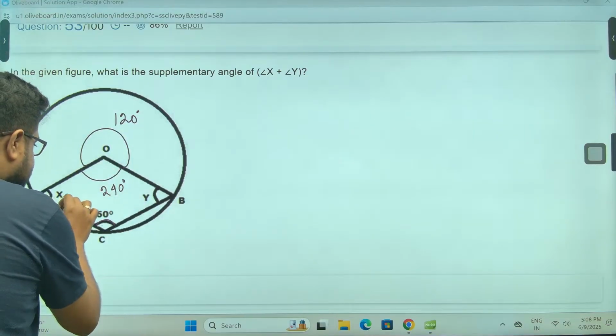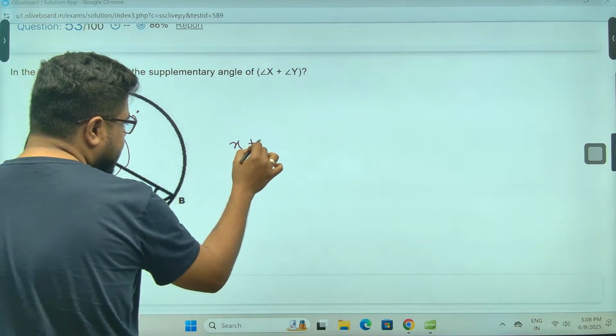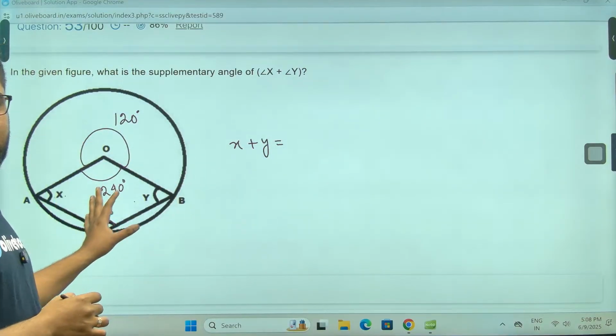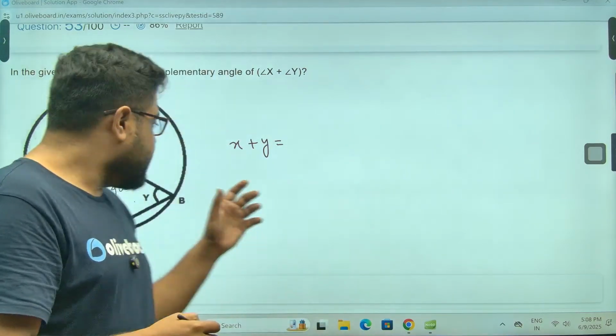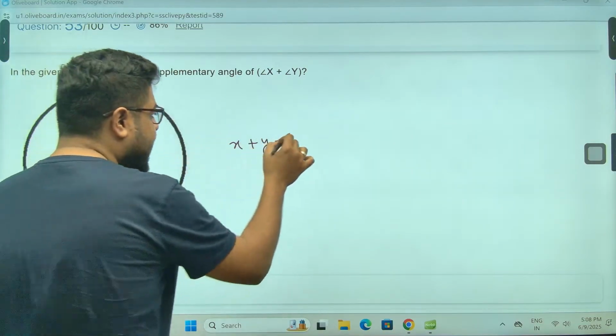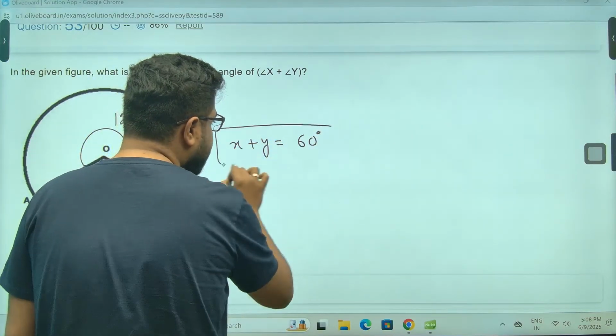Now that means x and y. What is the sum of x and y, sir? Total OACB. This is a quadrilateral, so total has to be 360 degree. From there, this is 250, this is like 60, 300 gone. So can I say the rest of the two angles, sum will be 60?